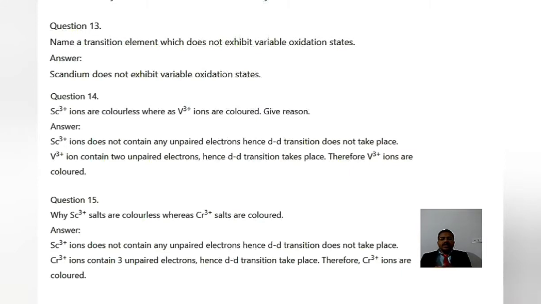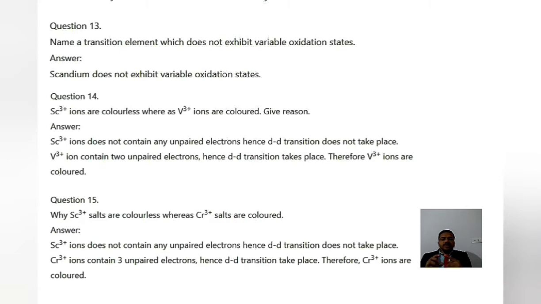Question number 14 is, Sc3+ ions are colorless while V3+ ions are colored. Give reason. Regarding color of a compound, we already studied in the coordination compound chapter. The phenomenon behind imparting color is d-d transition. That means the 5 d orbitals are split into eg and t2g, and when sunlight energy falls on this, there will be transition between eg and t2g, and the complementary color will be exhibited. So all that we have already discussed. The phenomenon behind exhibiting color is d-d transition.